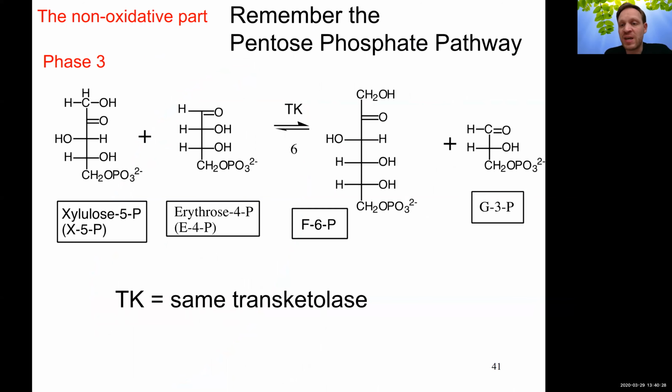Now we're just using the same reaction in reverse, right? We're taking another molecule of G3P and the fructose 6-phosphate that we just generated and turning it into this 5 carbon xylulose and the 4 carbon erythrose intermediate. Okay. But we want all 5 carbons, so we're not done yet.